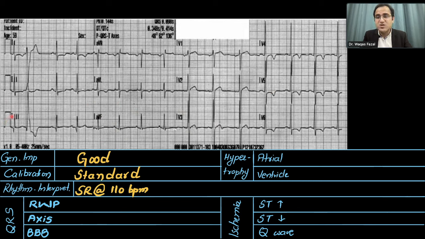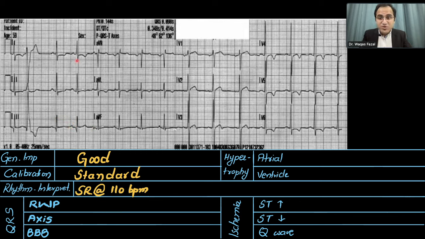2 large boxes tall, 1 large box wide. Although it's slightly less than that, since they have already mentioned that it is 25 millimeter per second, it is a standard calibration. Let's look at the rate. We have 1, 2, 3. So 300, 150, 100, and slightly more than that. So we have 110 beats per minute. Sinus rhythm, P waves are present, sinus rhythm at the rate of 110 beats per minute.